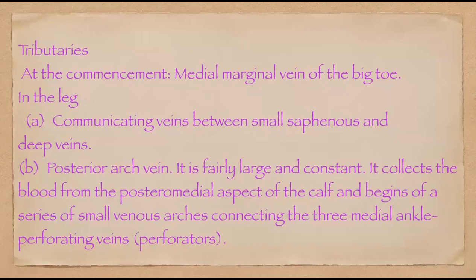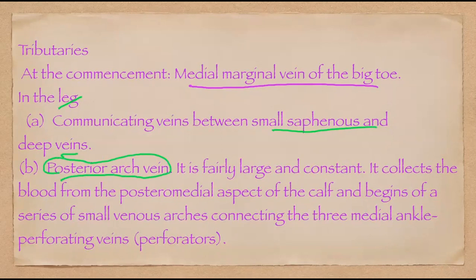Coming to the tributaries, we call them tributaries rather than branches. In the artery, we call them branches, but in the veins, we call them tributaries. All the tributaries empty into the vein, right? At the commencement, the medial marginal vein of the big toe. In the leg, communicating veins between the small saphenous vein and deep veins, and the posterior arch vein. It is fairly large and constant. It collects the blood from the posteromedial aspect of the calf and begins as a series of small venous arches connecting the three medial ankle perforating veins, okay?